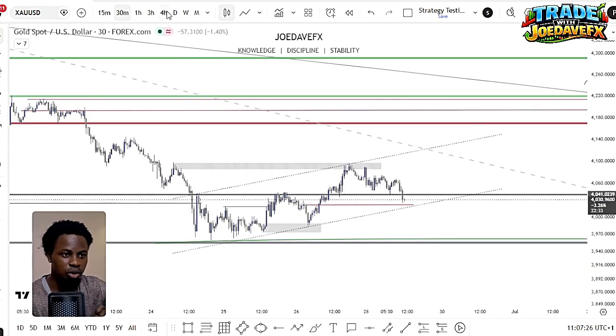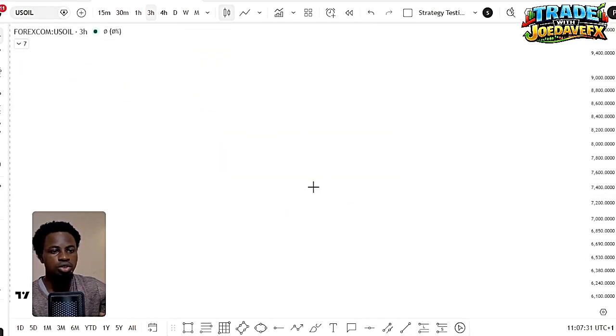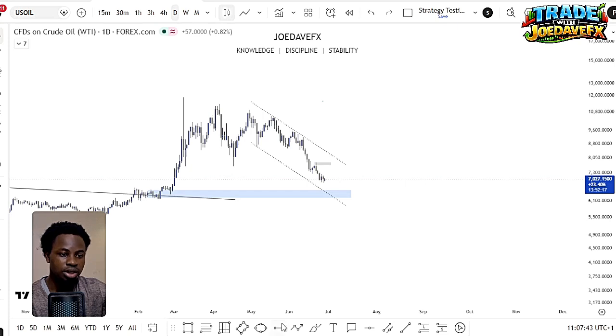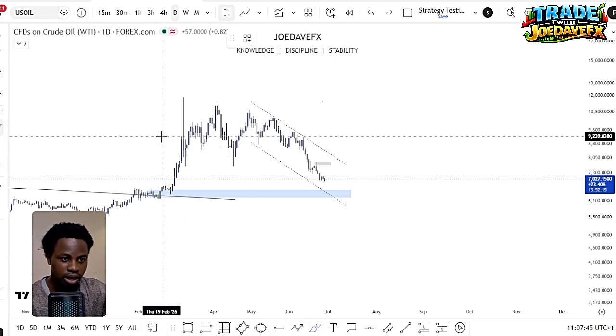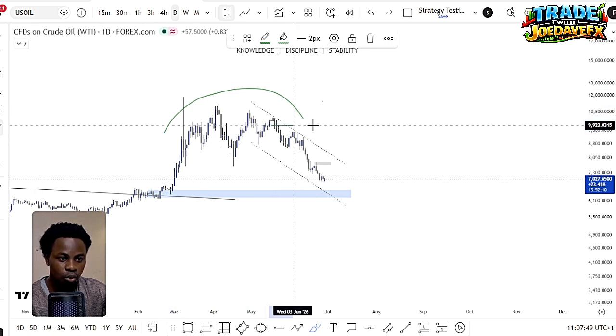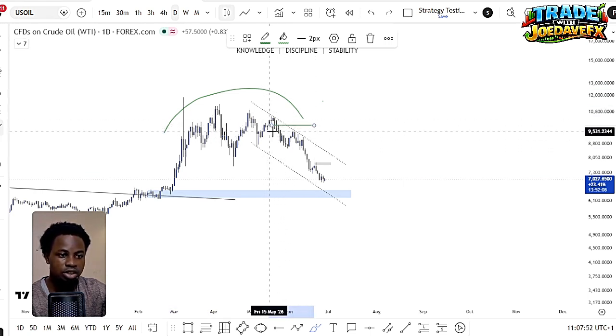Now let's go to the second pair, which is the US oil. On US oil, you guys know I've been talking about this US oil for a period of time now. We talked about this chart when it was somewhere here. I talked about this coffee here, and this looked like a reversal pattern to me, and at that point price was somewhere here, and I talked about that this pair is going to continue selling.